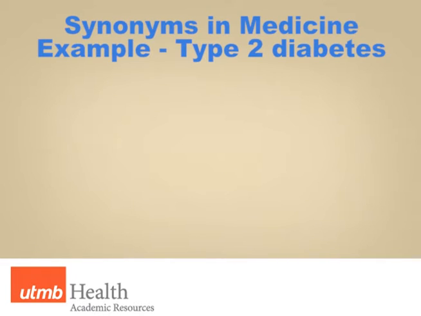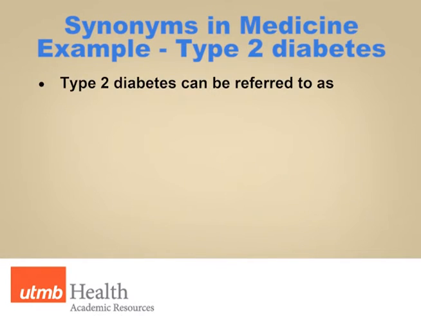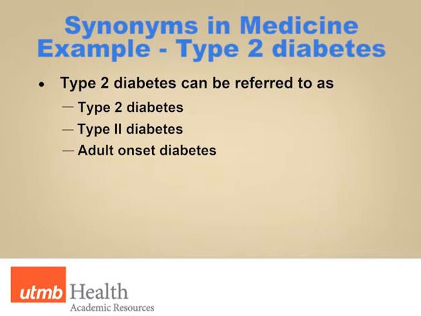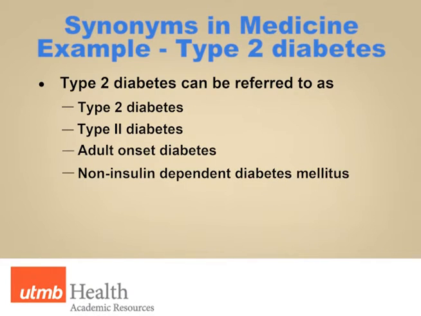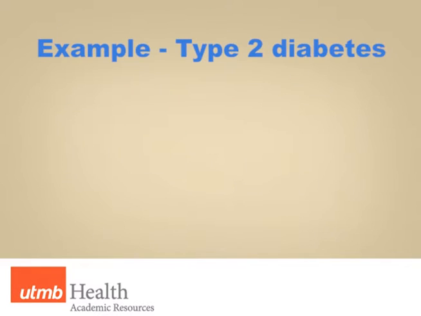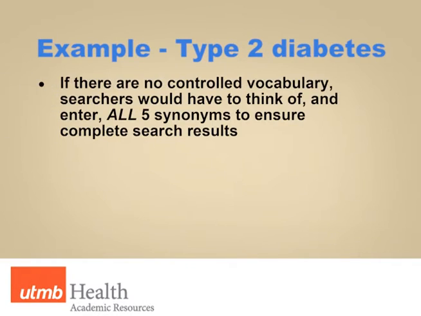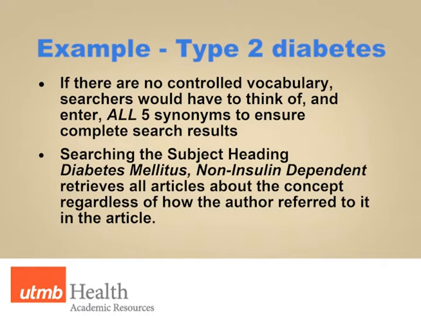Synonyms in medicine example with type 2 diabetes. Type 2 diabetes can be referred to as type 2 with the Arabic 2, type 2 with the Roman numeral 2, adult onset diabetes, non-insulin dependent diabetes mellitus, and the acronym NIDDM. If there were no control vocabulary, searchers would have to think of and enter all 5 synonyms to ensure complete search results. Searching the subject heading, diabetes mellitus, non-insulin dependent, retrieves all articles about the concept, regardless of how the author referred to it in the article.